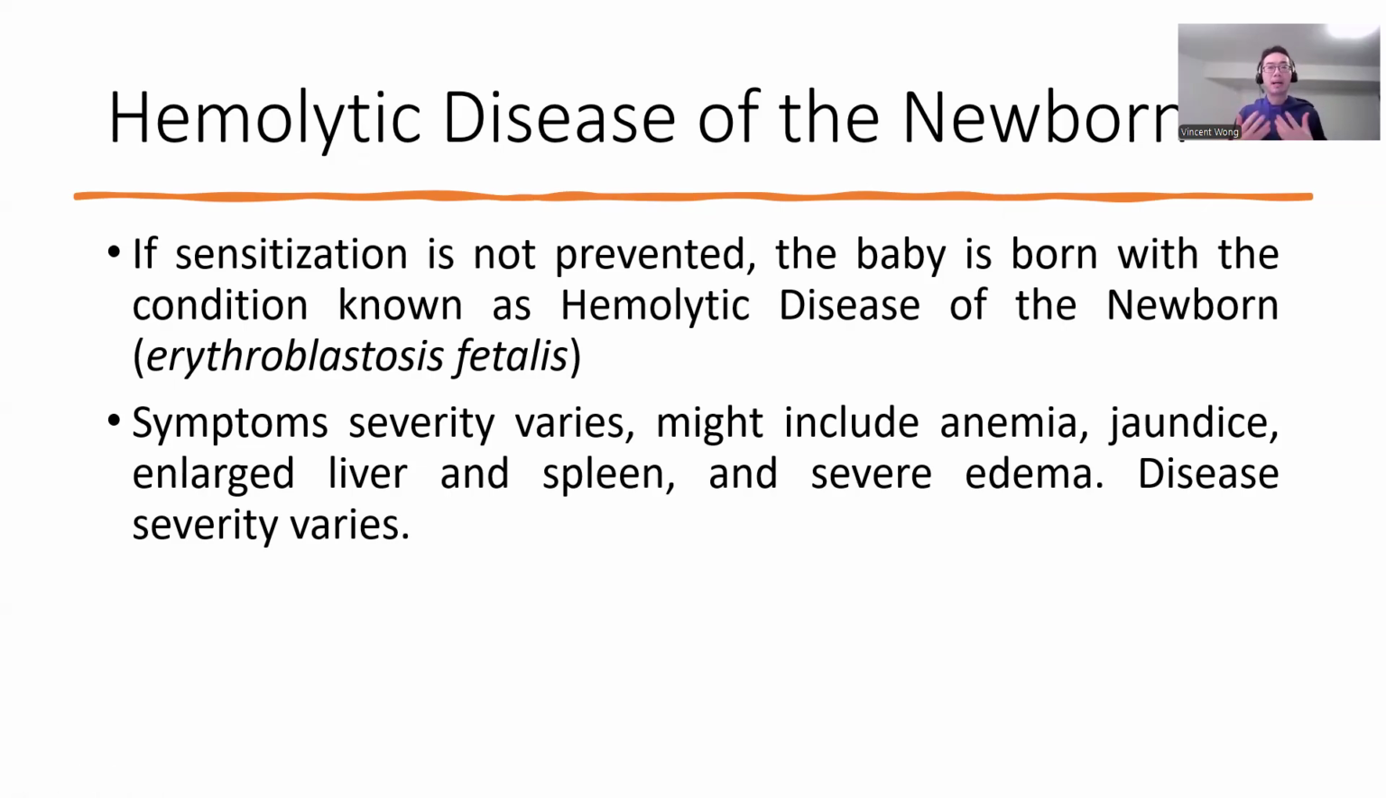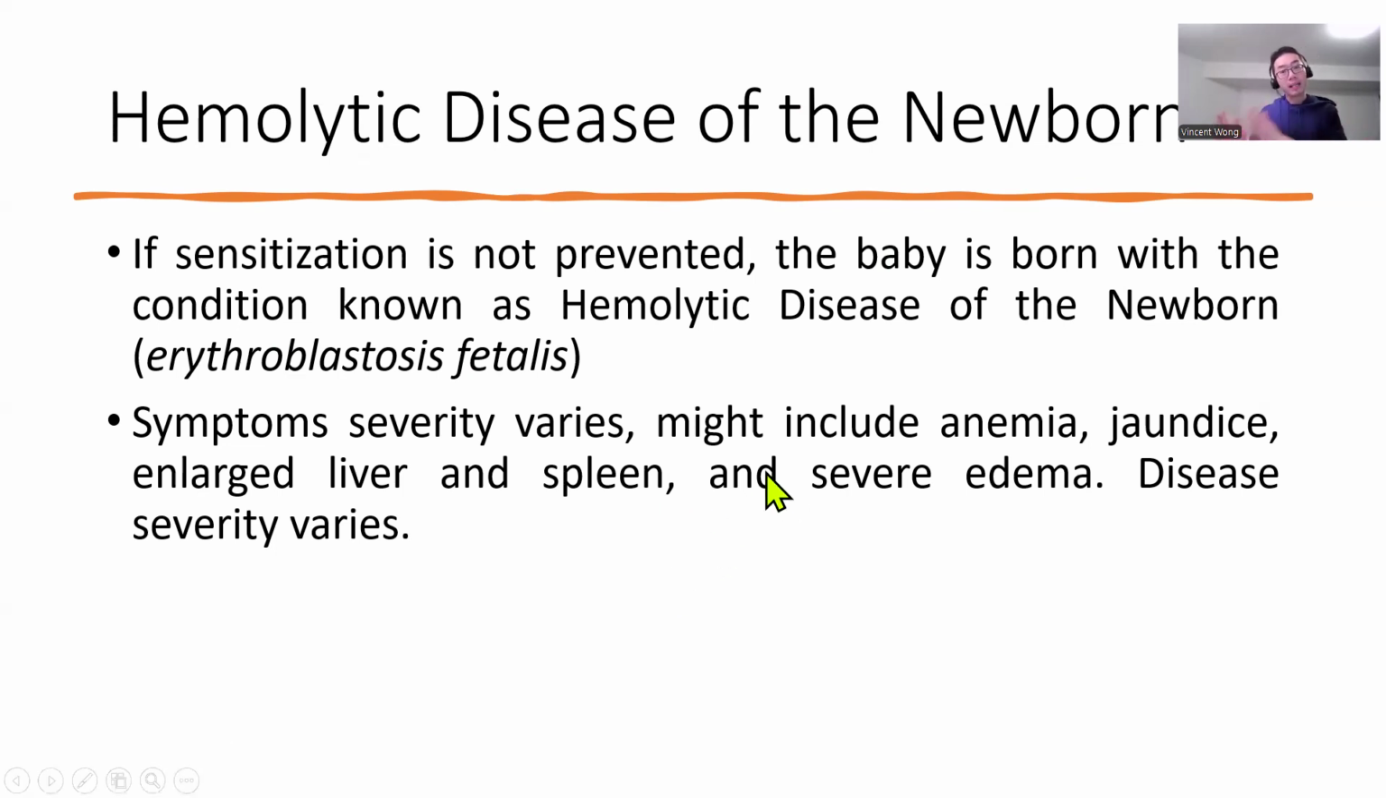ABO incompatibility can also cause problems, but not as severe. There's a question: can the mother check if they have antibodies before getting pregnant again? Okay, we're going to get to that in a second. Now, what are some of the symptoms?